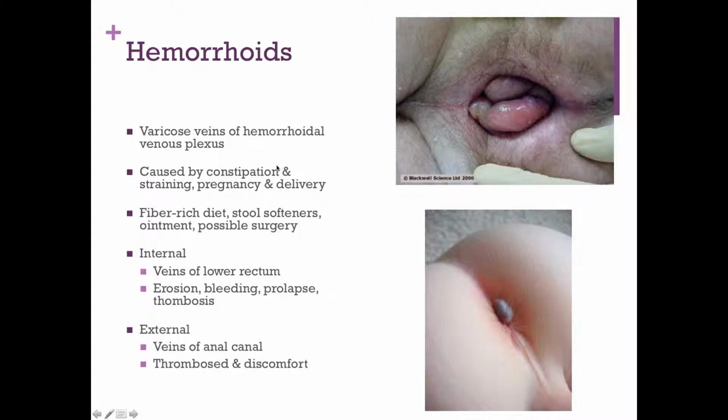So there's 2 types of hemorrhoids you see here. These are internal. So these are very inflamed internal veins that are now extending out through the anal orifice. And then this is an external hemorrhoid. So there's some blood that's collected in hemorrhoidal vein, but it's outside of the rectum. These are caused by constipation, mainly by straining.